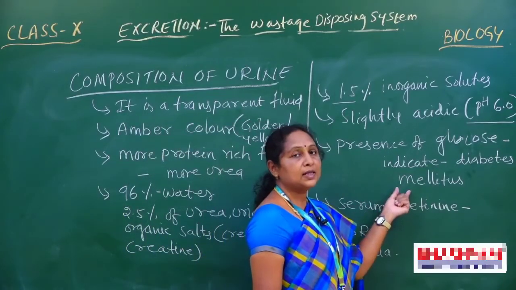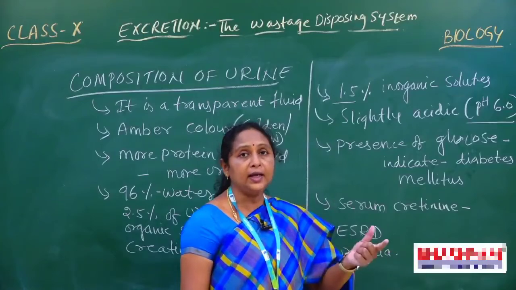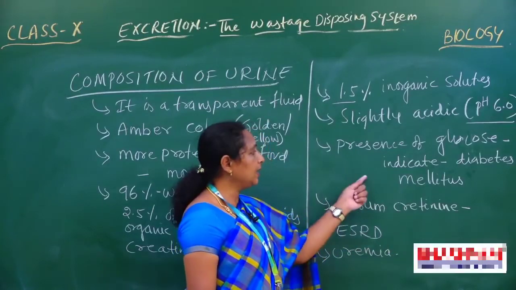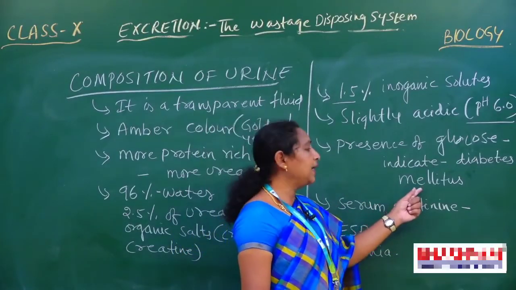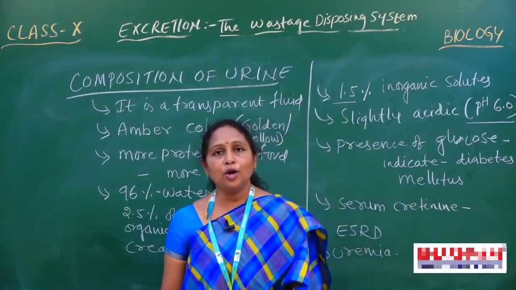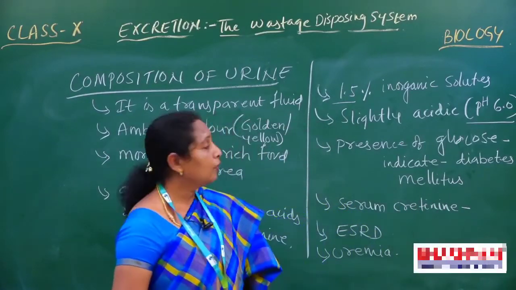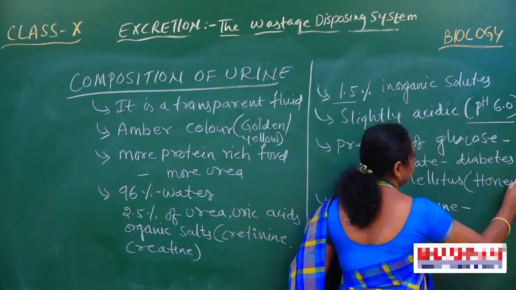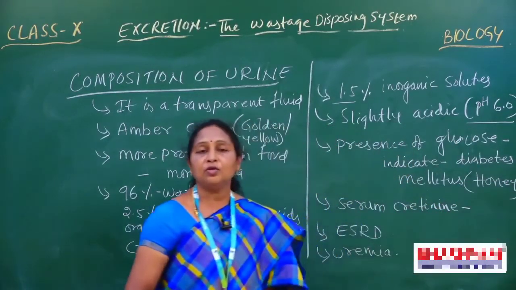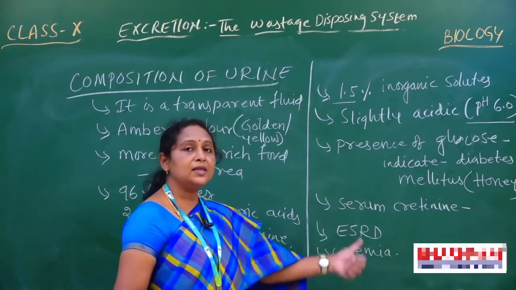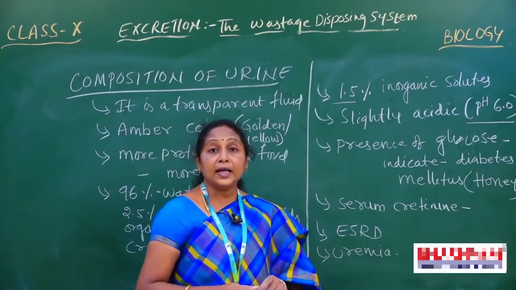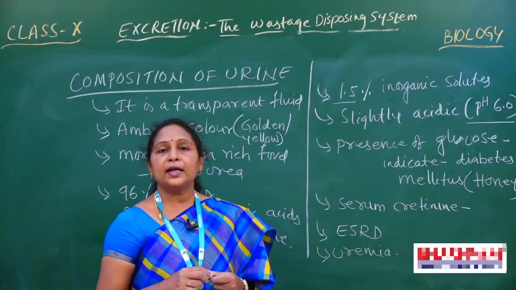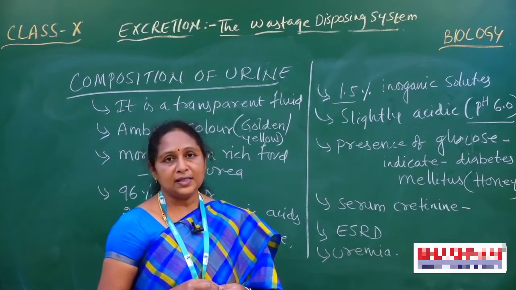Diabetes mellitus: if glucose levels are highly present in the urine, that indicates diabetes mellitus. In the previous class I said, mellitus means honey. What is the meaning of mellitus? Mellitus gives the meaning of honey. Insipidus gives the meaning of tasteless. It means glucose levels are decreased in the urine, and that condition is diabetes insipidus.